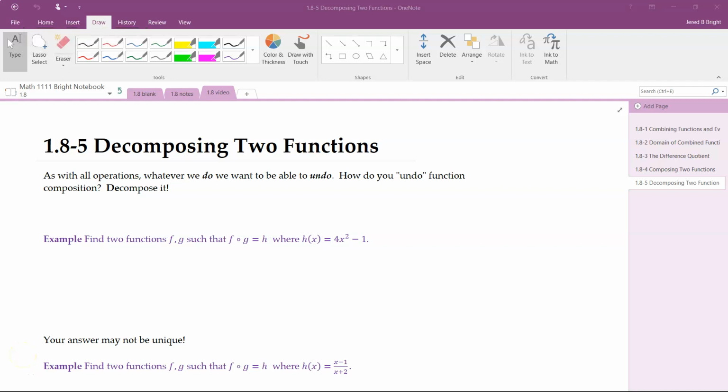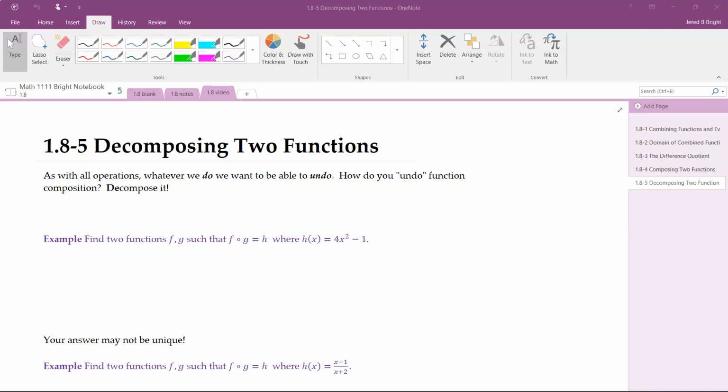After studying composition of functions, we may want to ask, how do we undo it? Because if you think about it, every operation has an opposite, or something to undo it. Addition has subtraction, multiplication has division, exponentiation has square root, or radicals. So we want to be able to undo function composition, and the way we undo it is we decompose it. Instead of compose, we decompose.